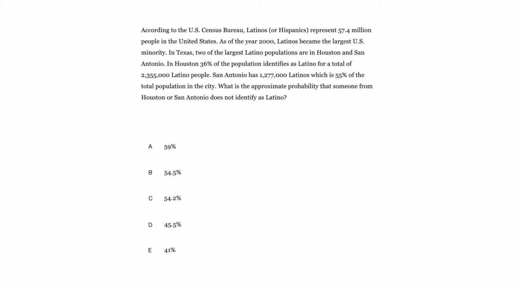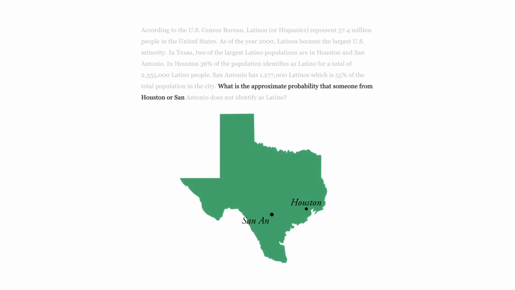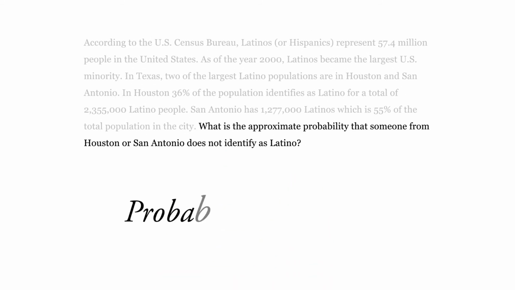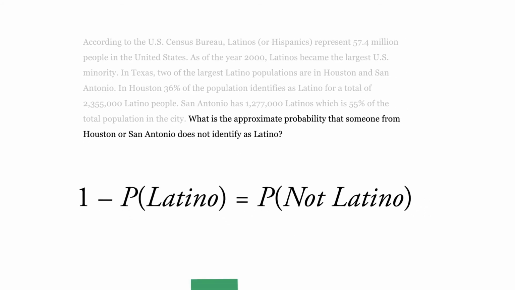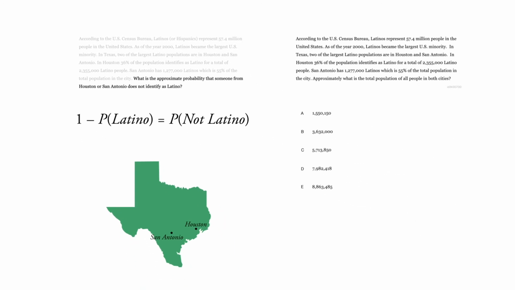So this is looking at the same data, and it's saying, okay, what is the approximate probability that someone from Houston or San Antonio does not identify as Latino? So what we're going to do is figure out the probability that someone does identify as Latino, and then take 1 minus that number. We know from our previous question, it looks something like this.